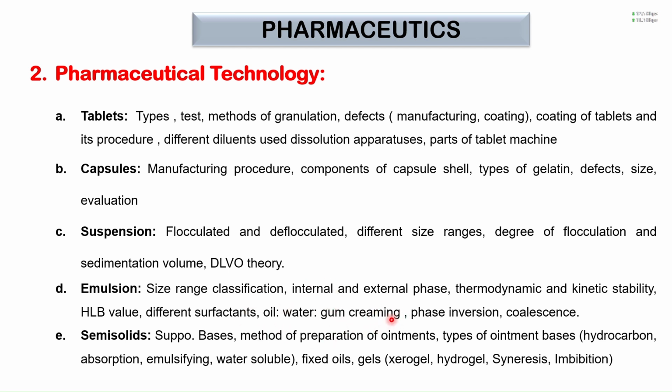Creaming, upward and downward creaming, and which type of creaming takes place in which type of emulsion, phase inversion, and coalescence. You must take special care that you do not forget which one of these is reversible and which one of these is irreversible. The next, coming to the next topic is semi-solids.